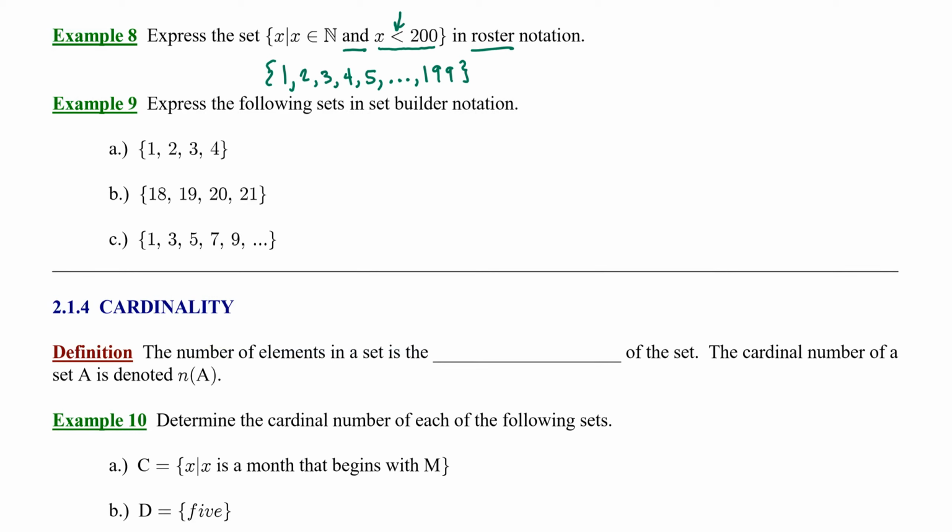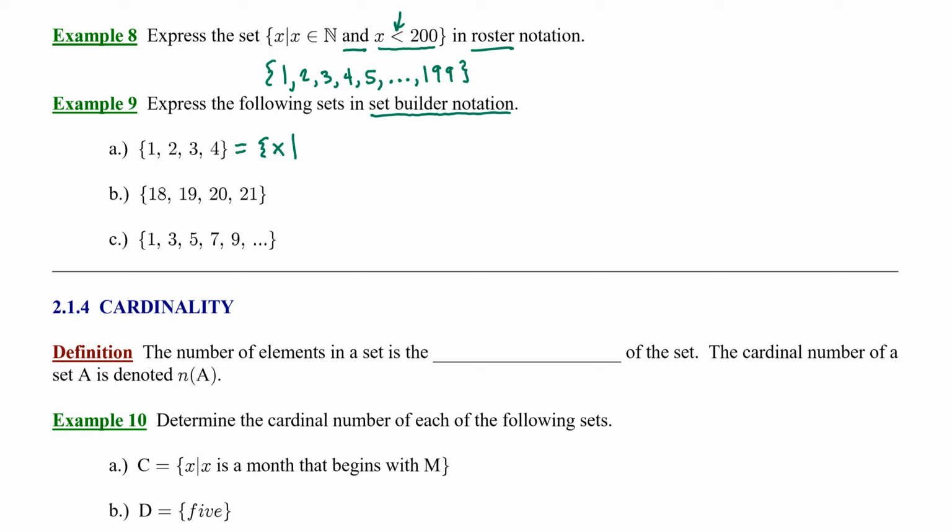Example 9. Express the following sets in set builder notation. The first set we have is the set containing elements 1, 2, 3, and 4. Now remember, in set builder notation, we start with the curly brace. We have a representative of the elements in the set. We can just use x in this case, and the vertical bar, which reads such that.